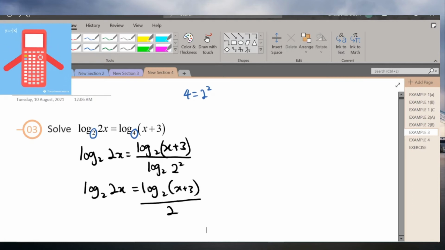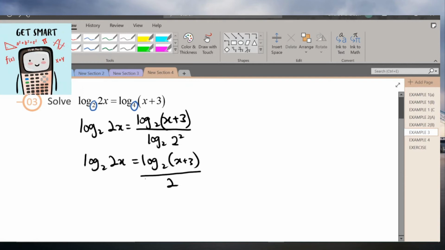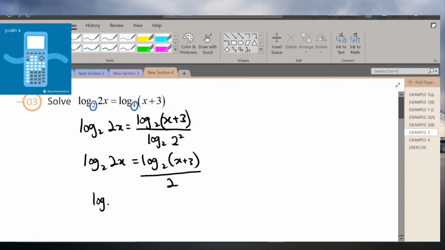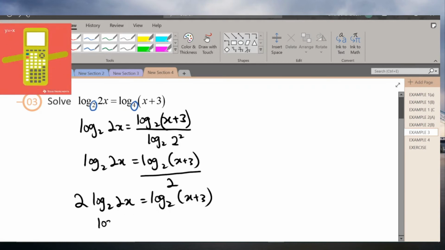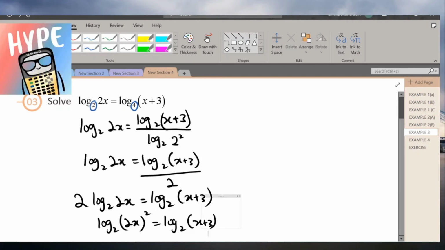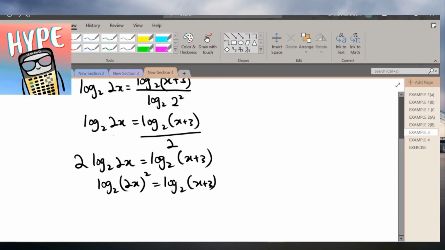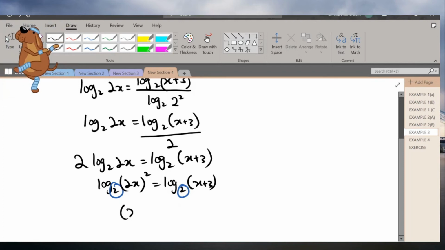So next we can get rid of this over 2 here by multiplying both sides by 2, and it will yield log base 2 of 2x times 2 is equal to log base 2 of x plus 3, and this will be log base 2 of 2x squared is equal to log base 2 of x plus 3. Now we compare the log terms. We can do that because the bases are the same. So this will be 2x squared is equal to x plus 3.